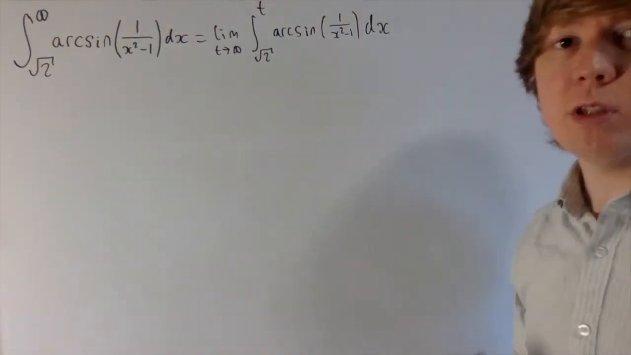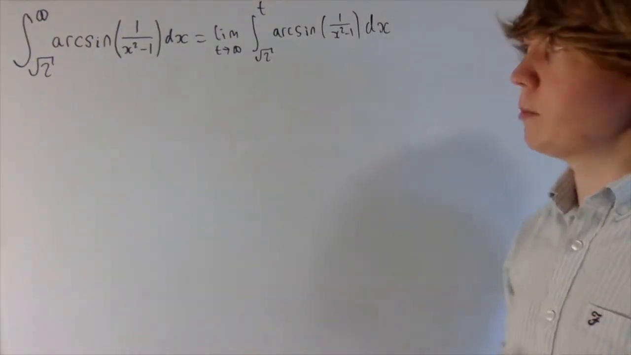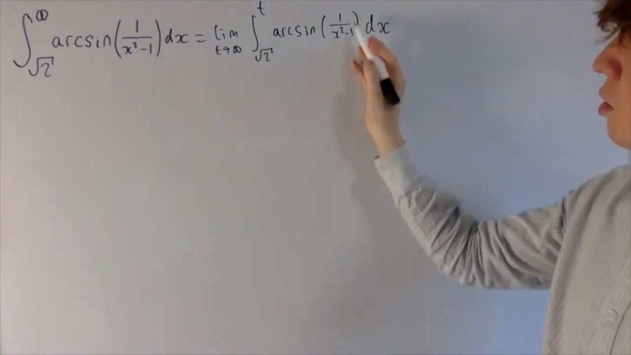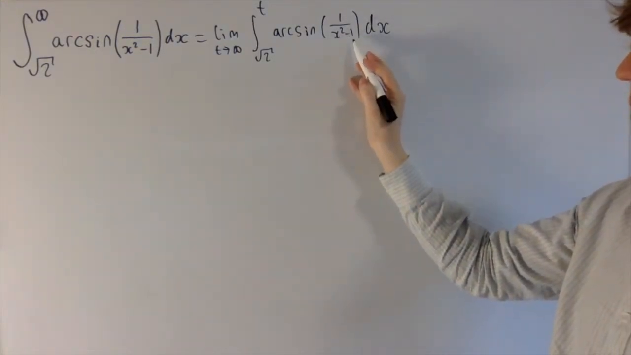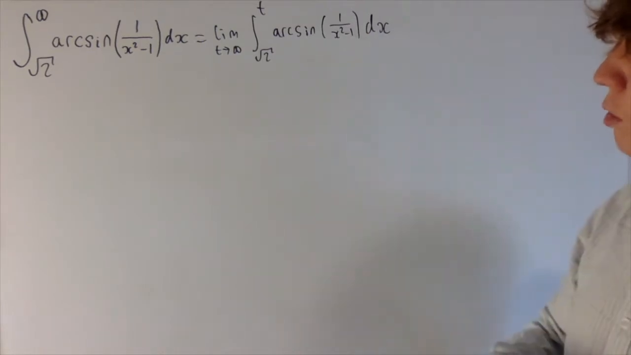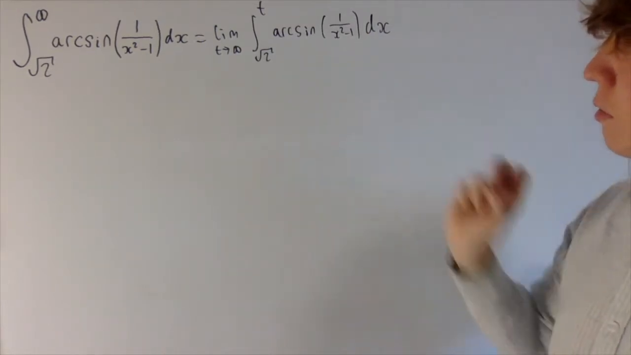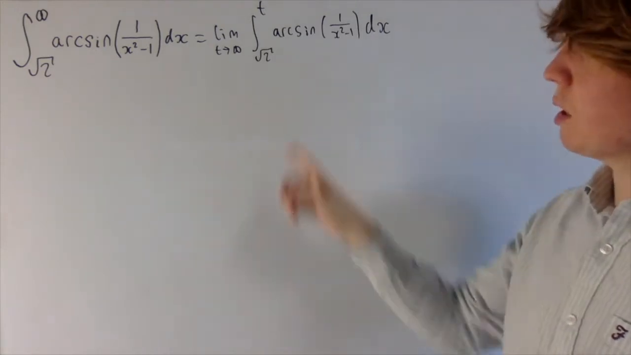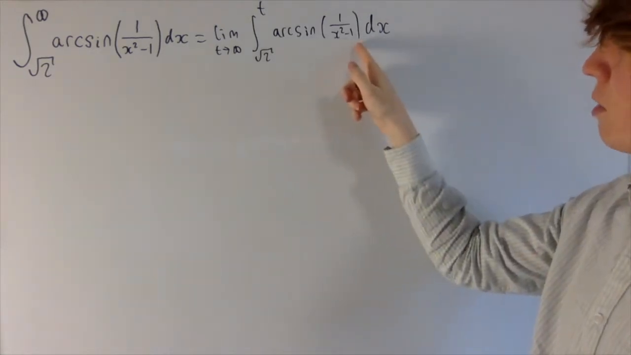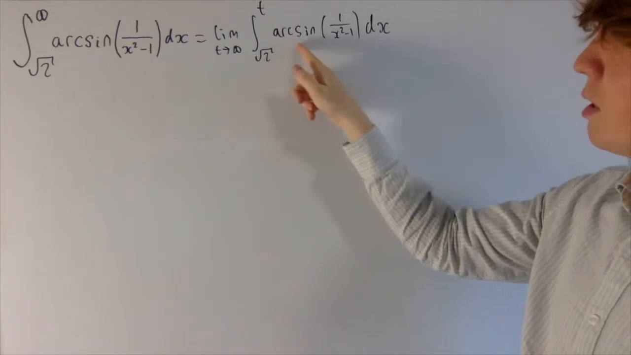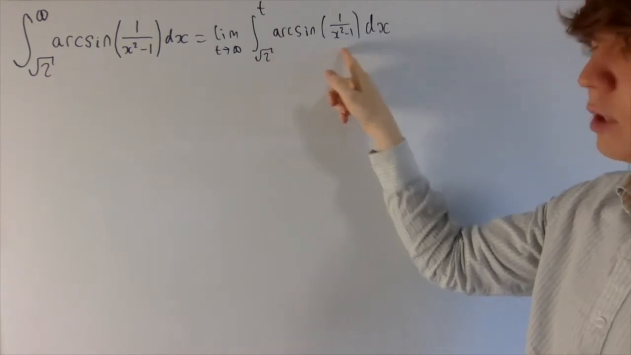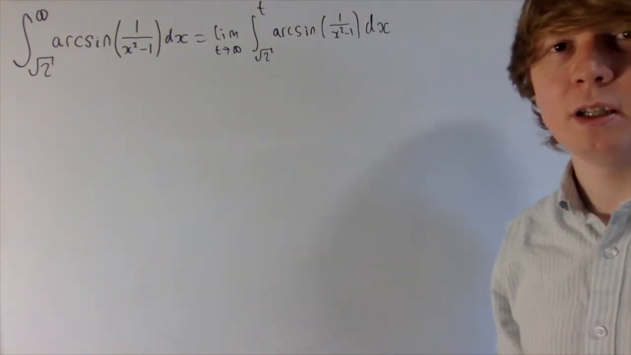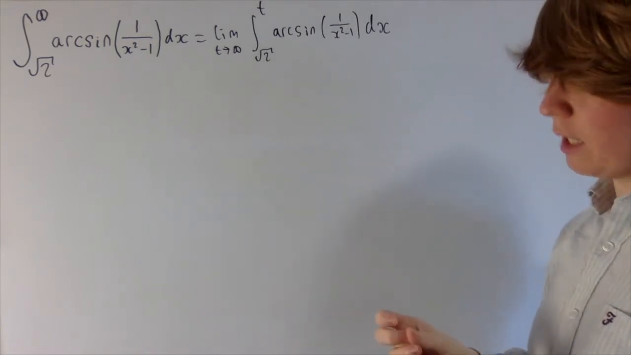And there's a few different approaches I could try at this point. I could try maybe substitution, so maybe try u equals 1 over x squared minus 1. However, what I'm going to actually do now is use an integration by parts trick. Because I can see this arcsine of 1 over x squared minus 1, I know how to differentiate arcsine of any function using the chain rule. And basically that'll give me something quite nice.